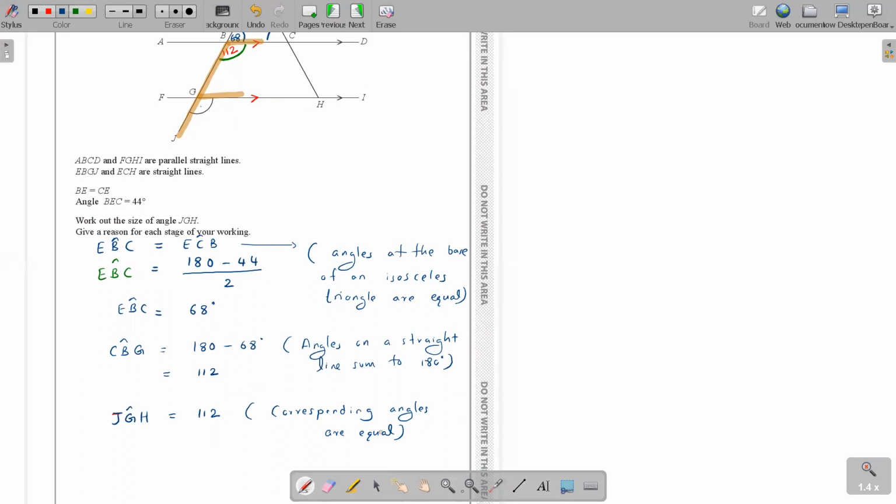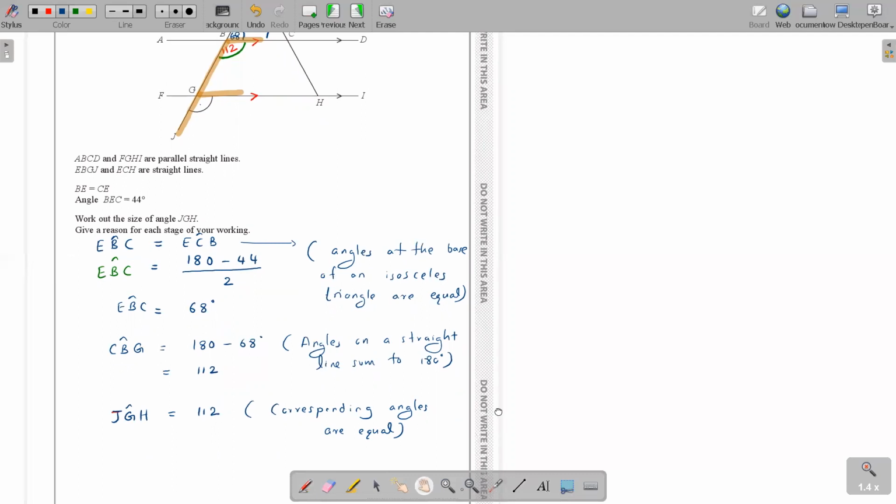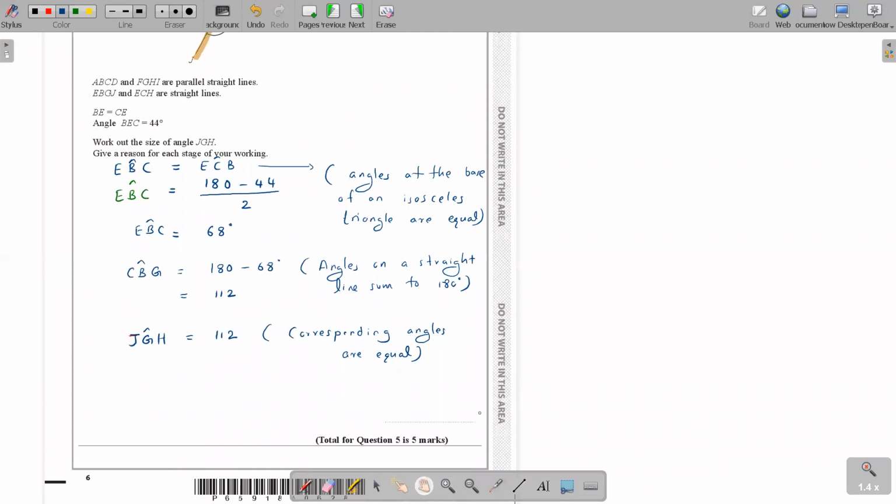Make sure that you give all these methods, and that the working is all clearly shown. So the answer is 112. Okay, so the answer is 112.